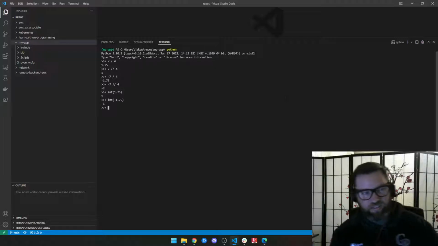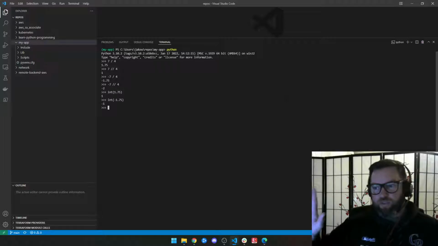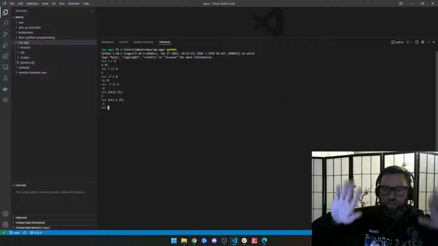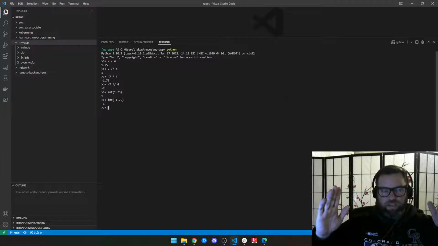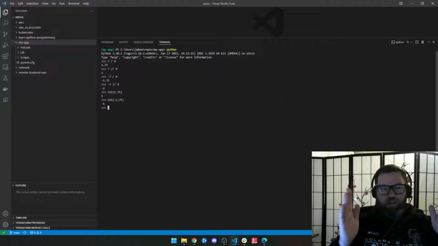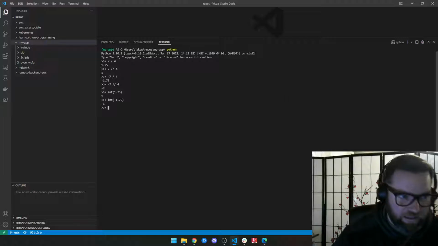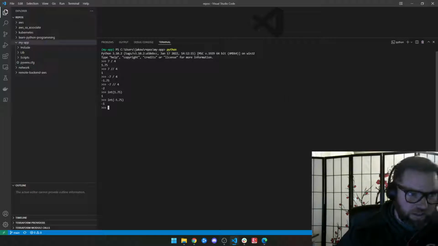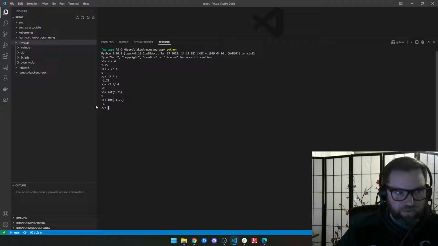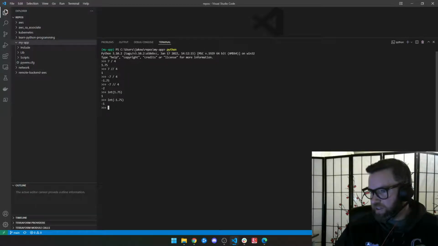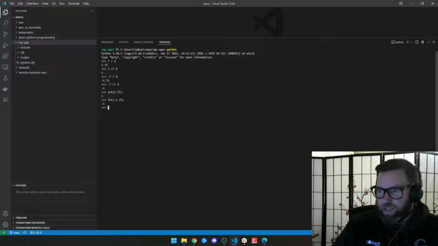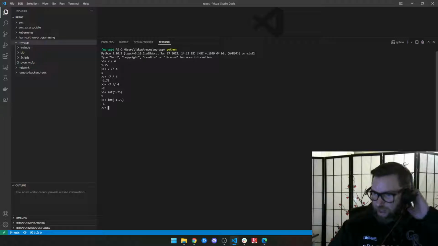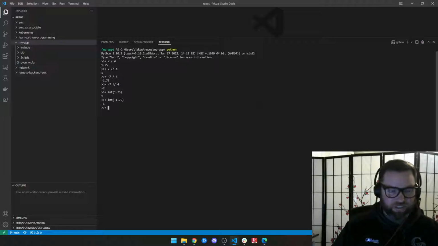When you use int and you think of the number line, whatever you convert with the integer built-in function, it's always going to take a negative number and go towards 0, and take a positive number and go towards 0, which is why int of 1.75 goes toward 1, and int of negative 1.75 goes toward negative 1. Hopefully that makes sense.